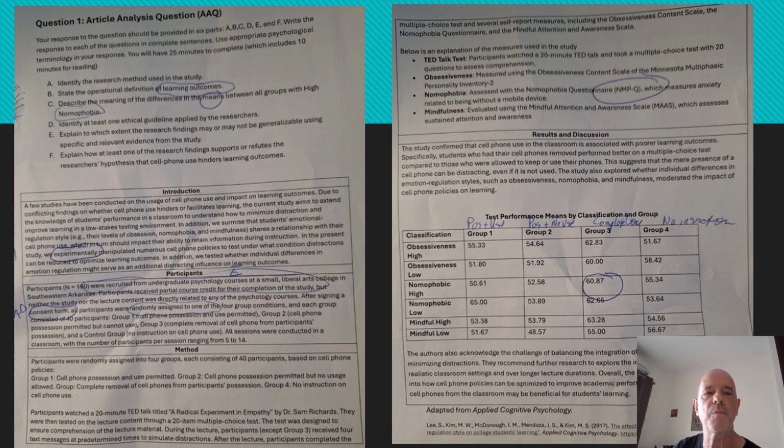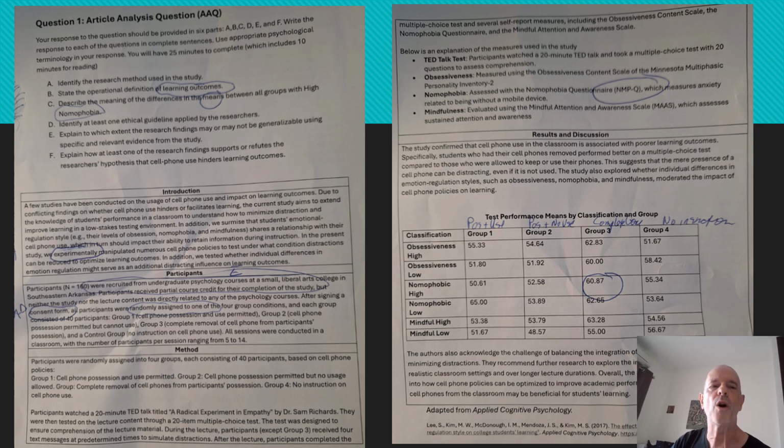Notice it's the operational definition of learning outcomes. In this case, that would be the dependent variable, but they don't ask you that. Sometimes they could say, state the operational definition of the dependent variable. This time they identify the variable, and although you don't need to identify it as the dependent variable, it might be helpful to really understand it. So it's learning outcomes.